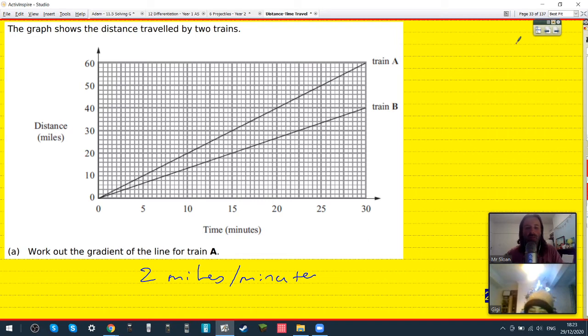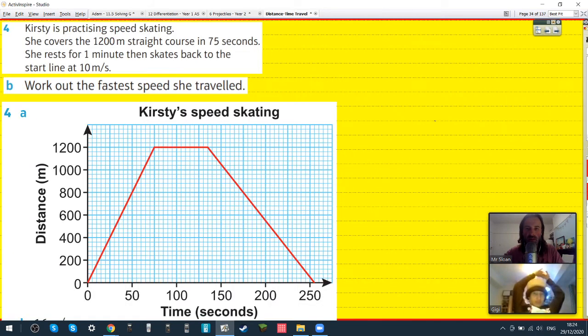Maybe I need to, which of these two trains is traveling faster, A or B? A is faster. Yep, has a greater gradient. And so which part of the journey is Kirsty skating at her fastest?